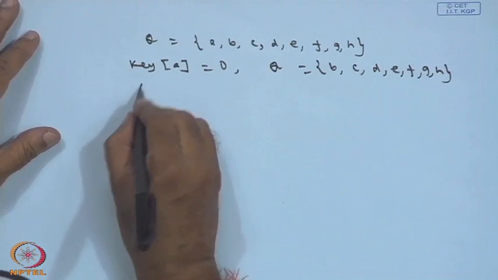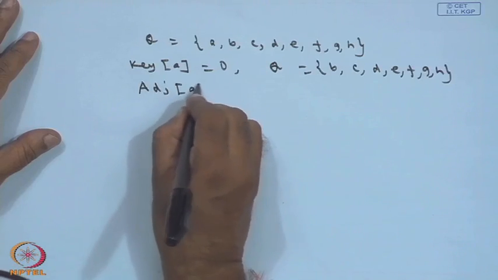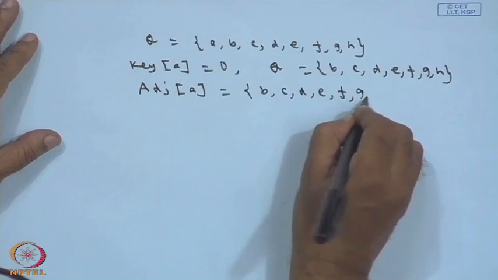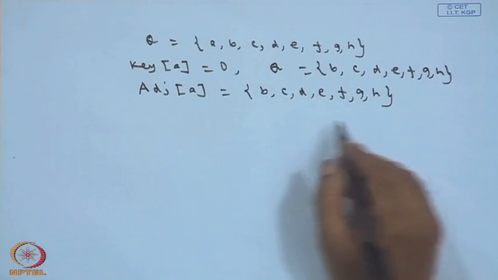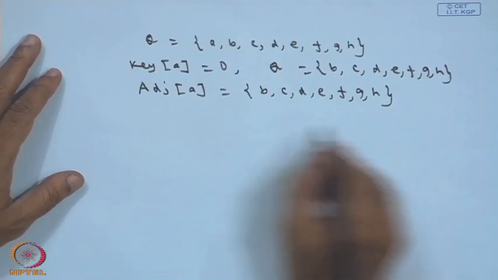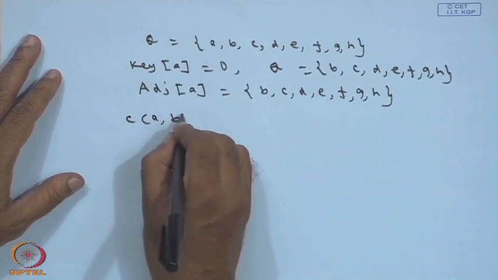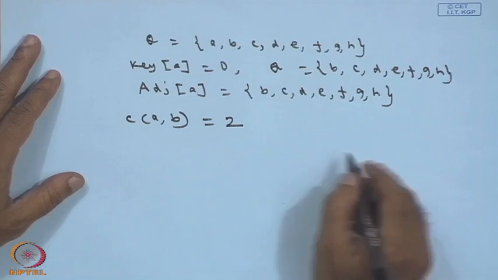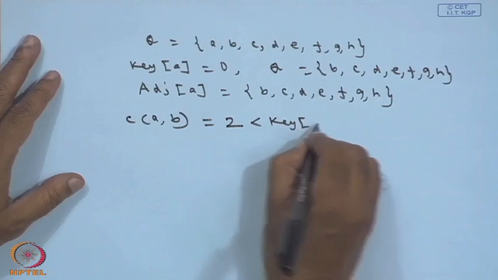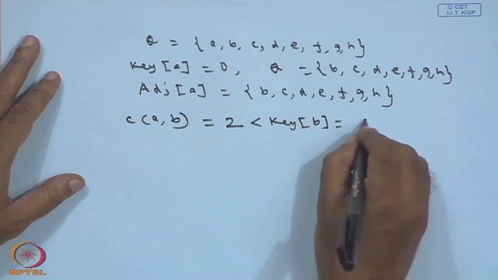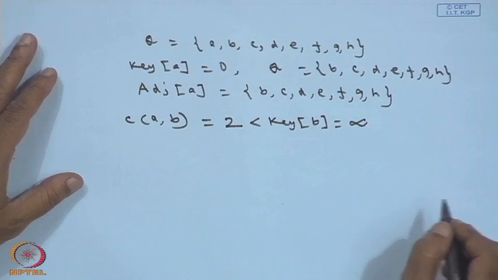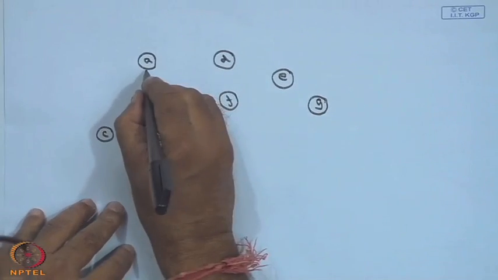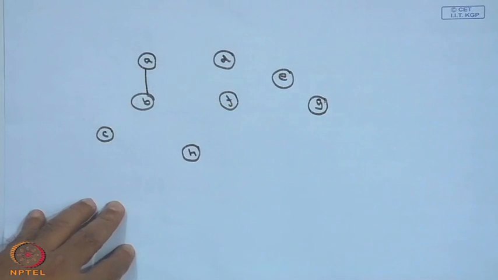Once I got this, what is the adjacent of A now? Adjacent of A will be B, C, D, E, F, G and H. Now, you calculate the cost between A and B. Cost of A, B, from the figure, is say 2. In that case it is less than the key of B, because initially B is infinity. So, a path will come from A to B like this way.